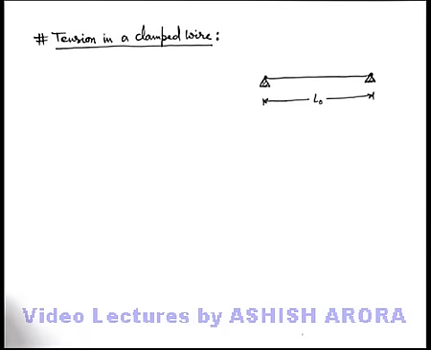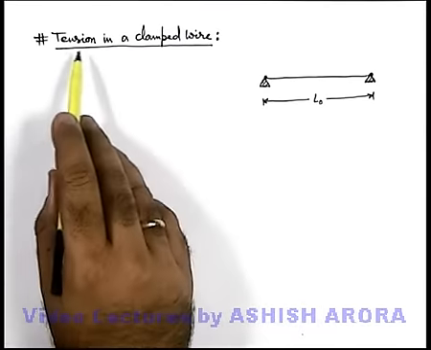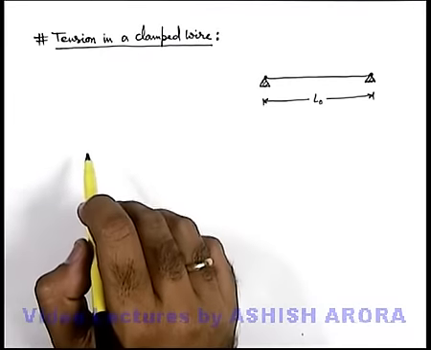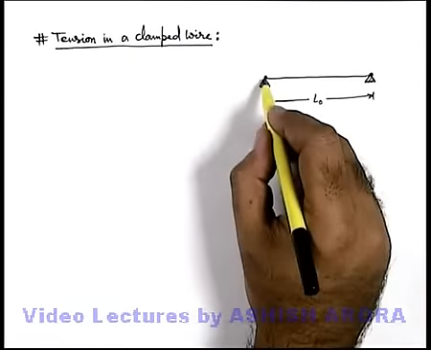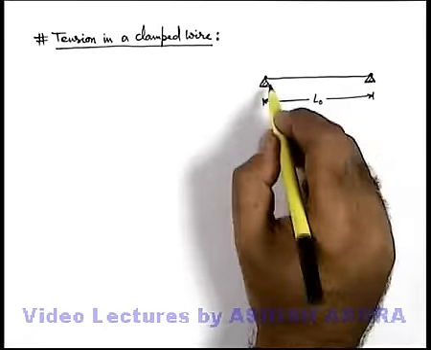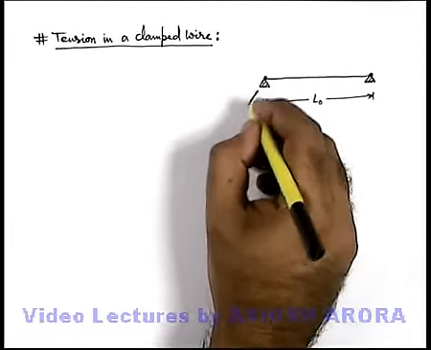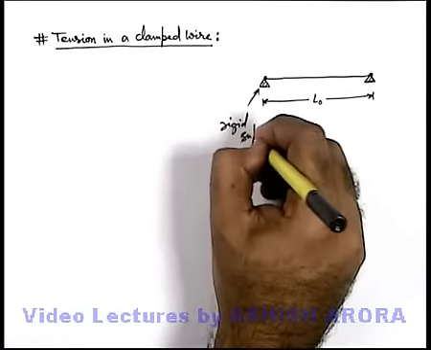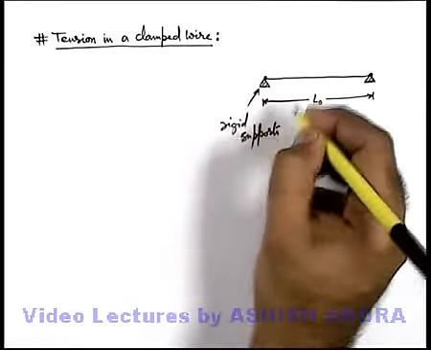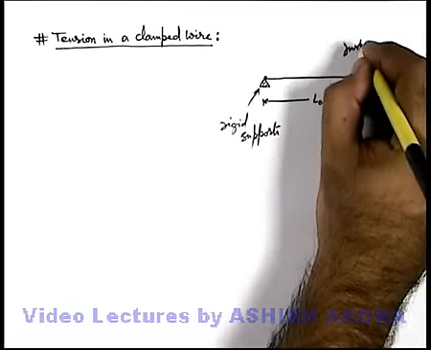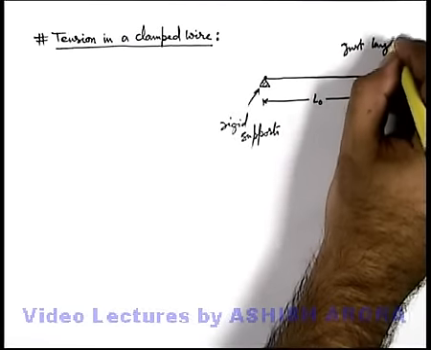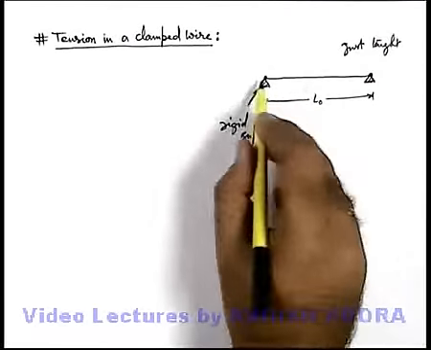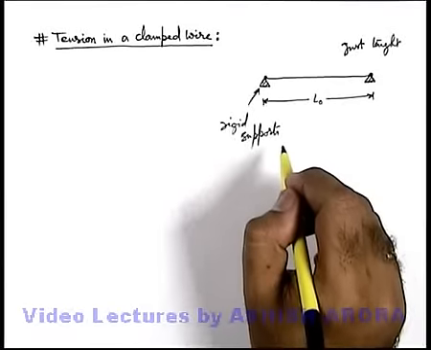Now, in this section, we'll discuss tension development in a clamped wire. Say we have a metal wire which is clamped between two rigid supports, and the wire is just taut. Almost zero tension is considered.